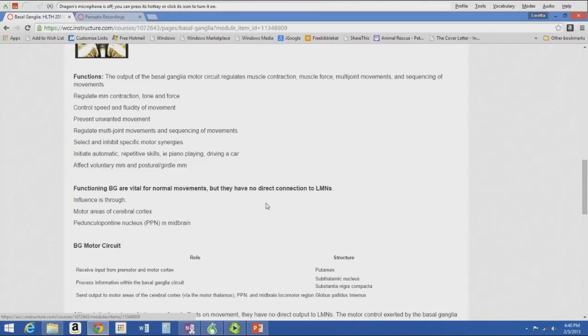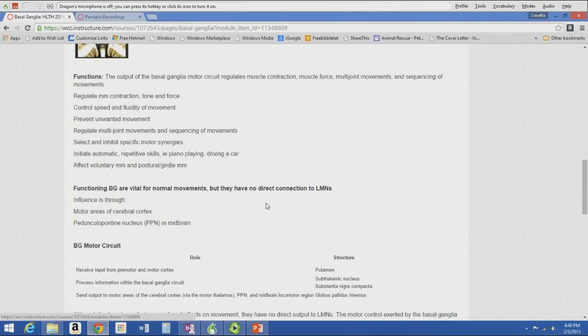They prevent unwanted movement. So we talked a little bit in chapter 10 about unwanted movements like tremors and spasticity and stuff. So the basal ganglia motor circuit prevents some of those unwanted movements by using inhibitory functions. It helps regulate multi-joint movements and sequencing of movements. So really important in your motor strategies. It selects and inhibits specific motor synergies, so it allows us to do a lot of the actions that we do because you have to inhibit some of those motor synergies.